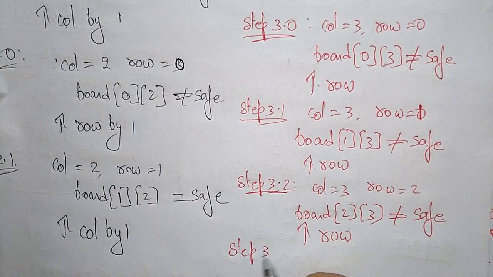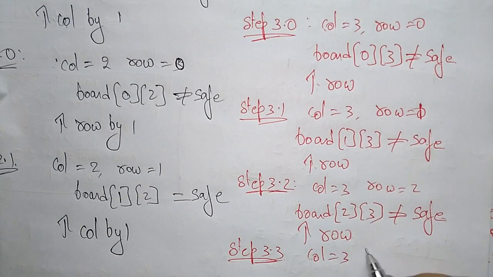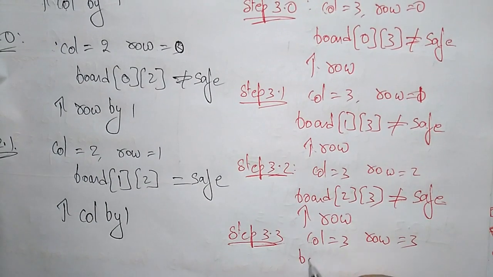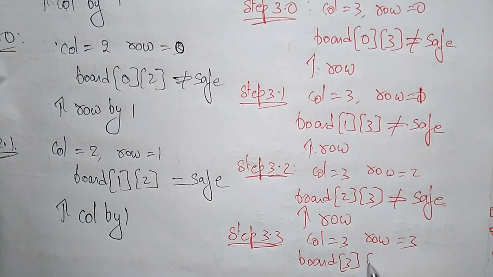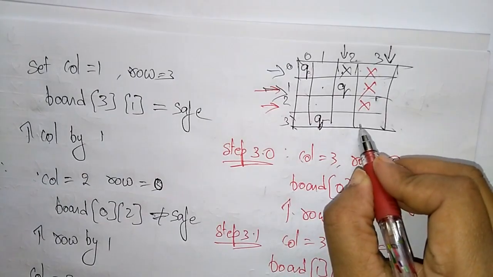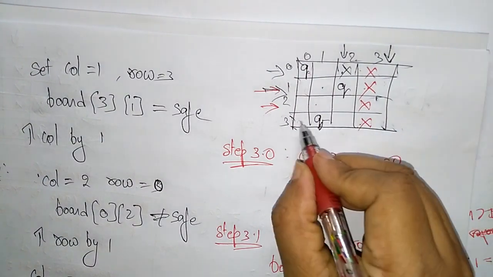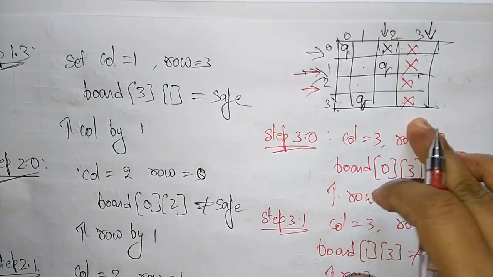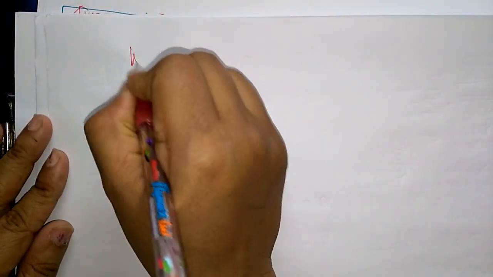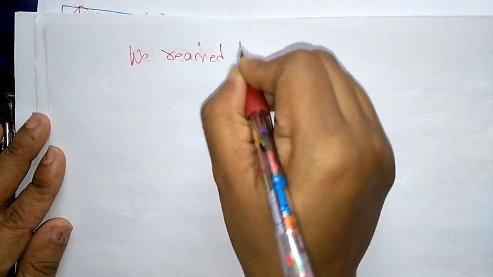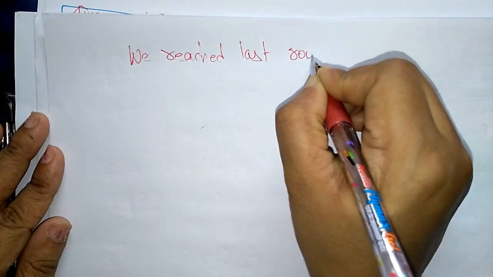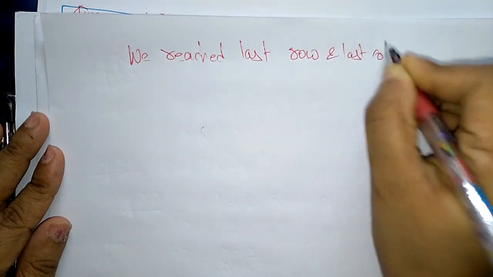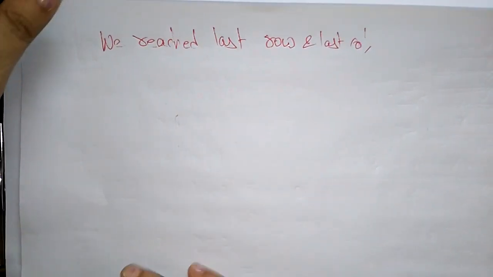Now again checking 3.3. Column is 3 and row is 3. Now check board of third row and third column. Is third row and third column safe for placing fourth queen? No, because it is already there in this row. It is not safe. So we reached the final, means the end of the row and end of the column. So whenever we reached the last column, we reached last row and last column. But we didn't place the fourth queen.